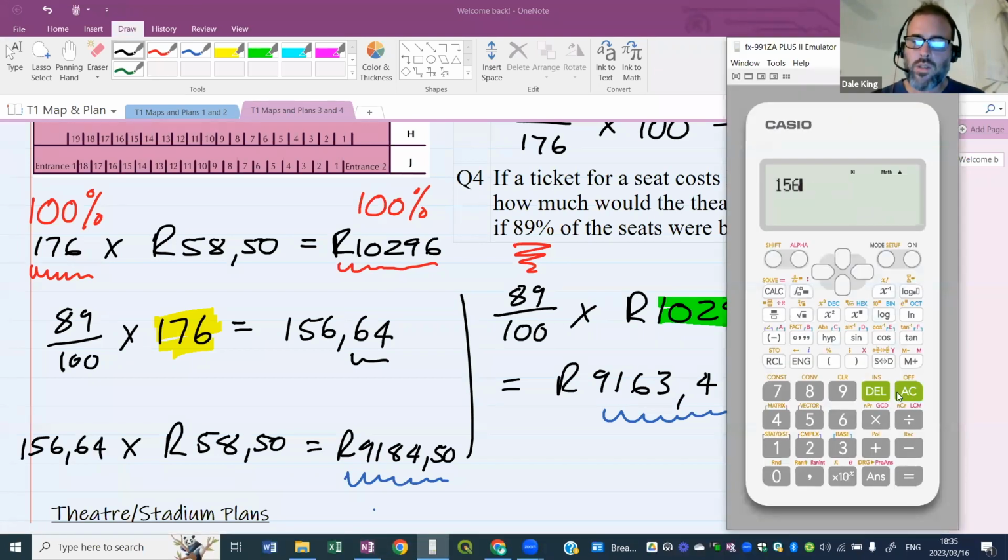So 156,64, then I need to multiply that by 58.50. My bad. 156,64 times 58.50 is 9163,44. There we go. You see, it'll be 9163,44, exactly like when we did the Rand value calculations.